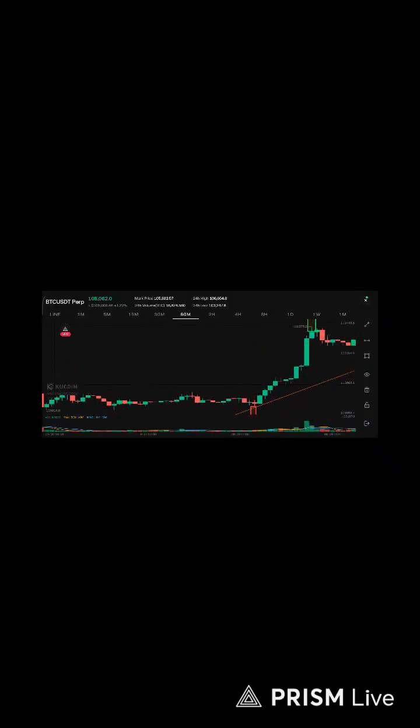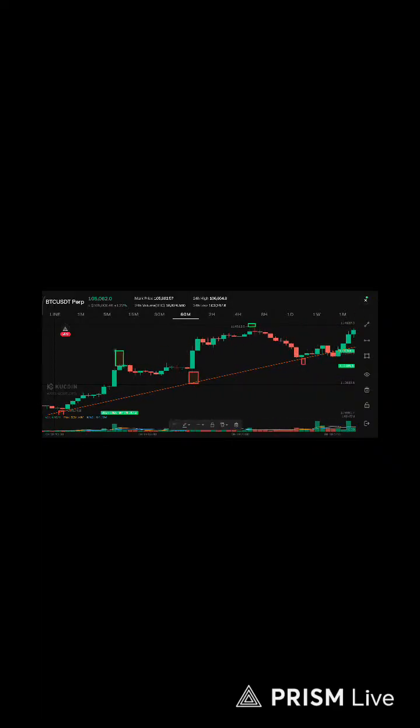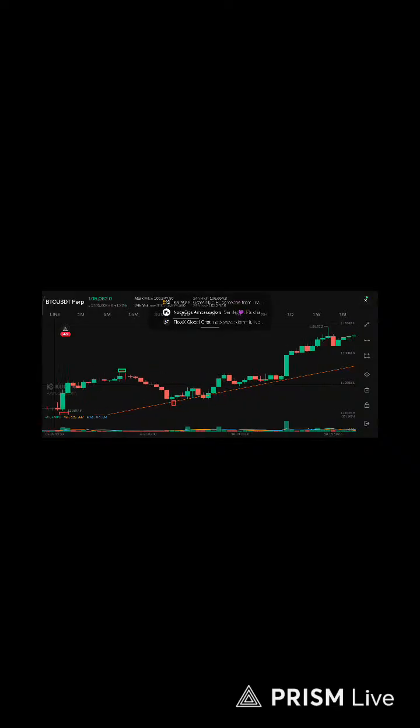This is the higher high. This first red one is the higher low. The green one is the higher high. The second one is the higher low. Right? The last one again is the higher high, higher low.